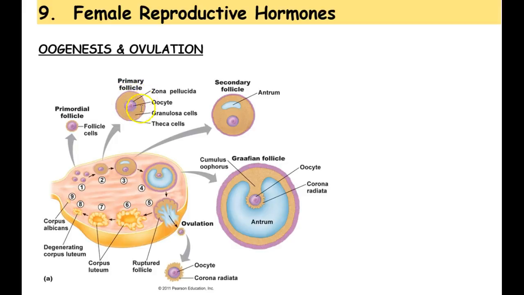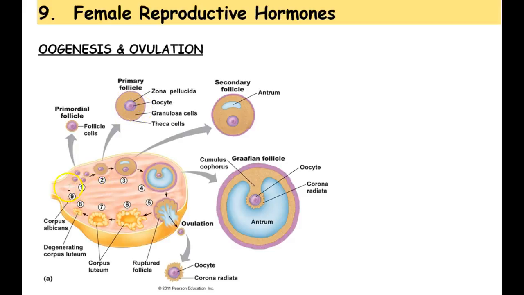And then around it we have these other cells. So we have our oocyte, which is our primary immature egg, and then we also have these cells. These cells are called granulosa cells. It's kind of like if you think about a chicken egg. You have the egg yolk, and you also have the egg white. And so the granulosa cells, their job is to provide nutrients to the oocyte that is maturing.